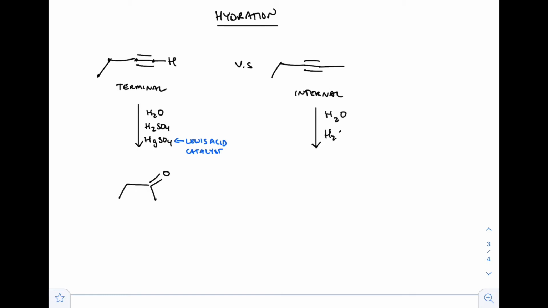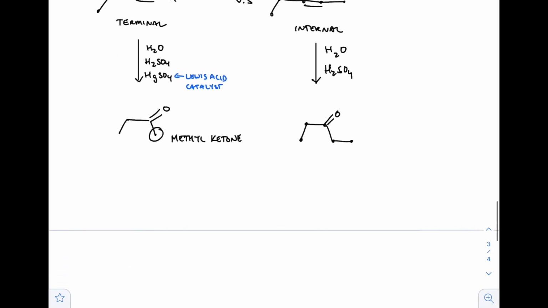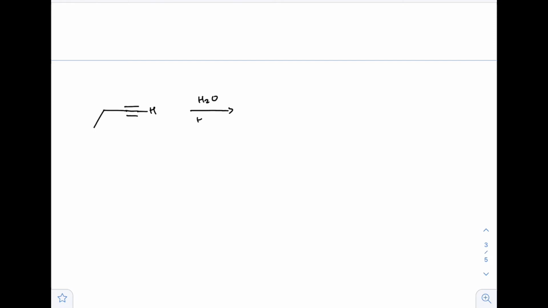So since it's a terminal alkyne, we get that methyl group on the right side, on the end. Okay, for the internal alkyne, we only need water and sulfuric acid, just like we only needed that for the alkene reactions. Now, in addition to that, we will get a different ketone. So it can be a methyl ketone, it just depends. But we're not guaranteed a methyl ketone, whereas with the terminal alkynes, we're guaranteed a methyl ketone. Okay? And that's just some of the subtle differences between the two alkynes, and we can better understand them if we do the mechanism. Okay, so let's try the mechanism.